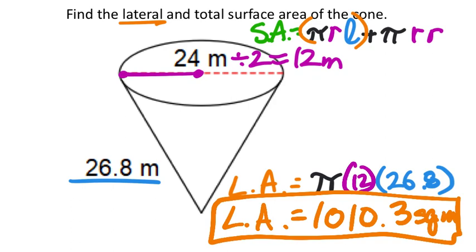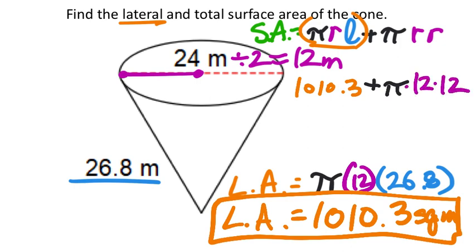And yeah, that's actually what I'm going to do. Instead of actually rewriting this first part out, that is the lateral area. And we already know what that is in orange there. That's 1010.3 square meters. But I do still have to add pi times the radius times the radius. And the radius they didn't give us, but we found is 12. So times 12 times 12. So I'm just going to plug this directly into the calculator, which will tell me the full surface area of this cone.